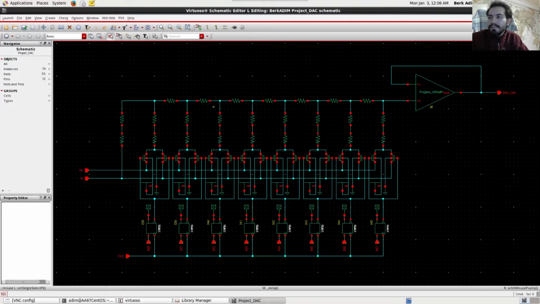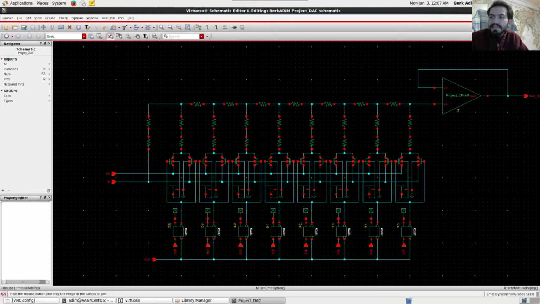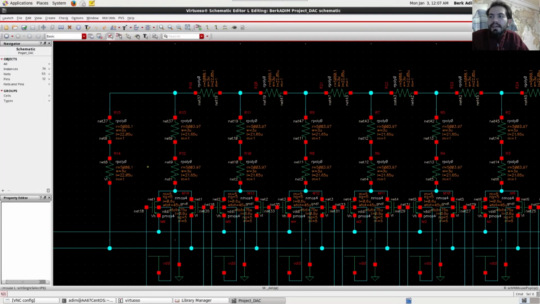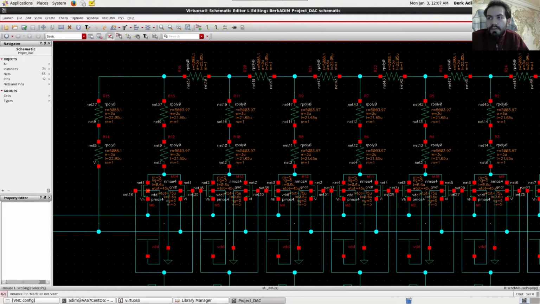Then our design moves on to the DAC portion. Let's talk about some specific design considerations now. When it comes to the DAC, there are several design choices to be made. One is the values of these resistors, and the other is the width of these transistors. Well, let me talk about both of them actually.